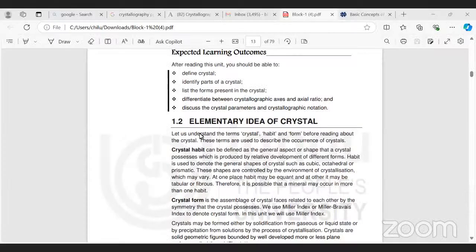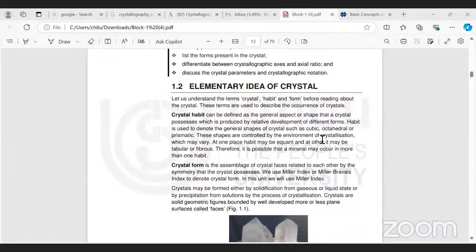Crystal parts, and the differentiation of crystallographic axes and axial ratios, those you also need to identify, and discuss the crystal parameters and crystallographic notations. These you must be able to identify after completion of this course, in theory and as well in the practical class. So there are some elements in a crystal.